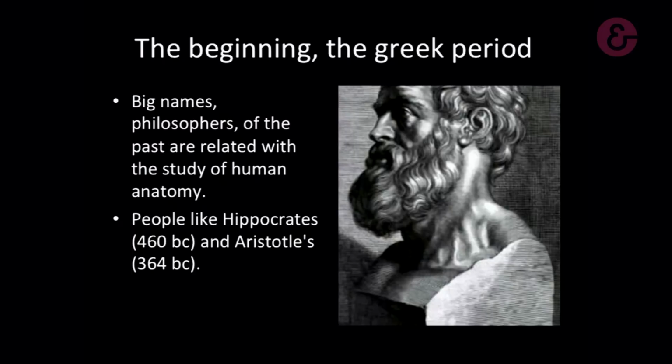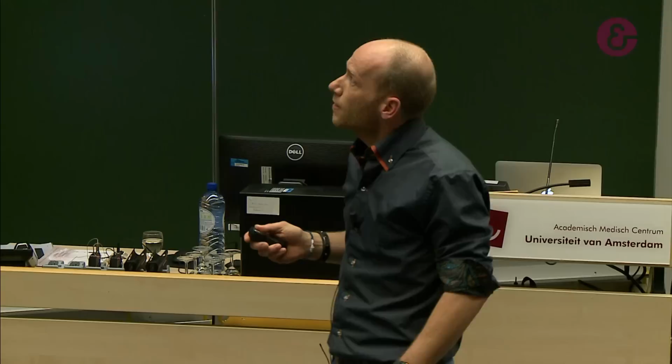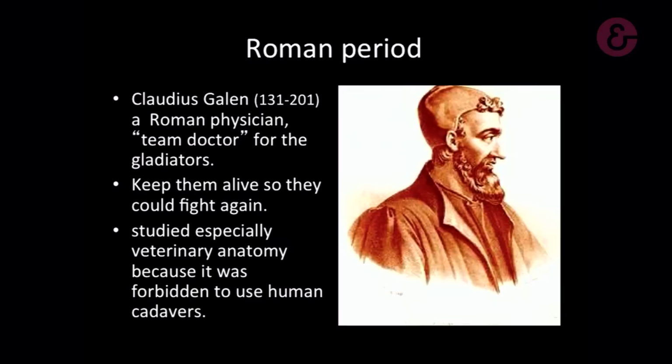So in a few minutes, I will pass through the centuries. It all starts a long, long time ago with big philosophers, Hippocrates and Aristotle. Those big names were already people interested in human anatomy. After that, the Roman period started. It was Claudius Galen, look at the time. He was a team doctor of the gladiators. And his work was to keep the gladiators alive so they could fight again. It would be a marvelous job, I think.